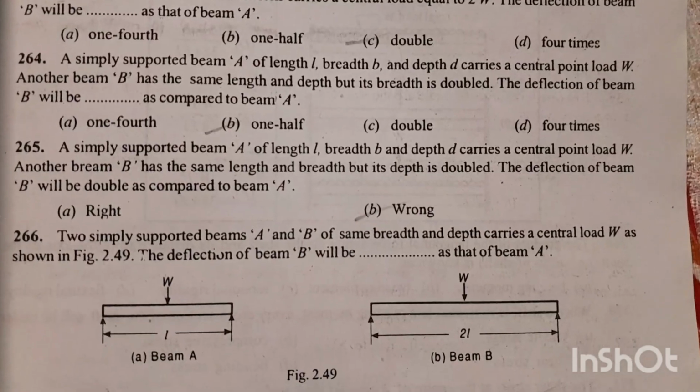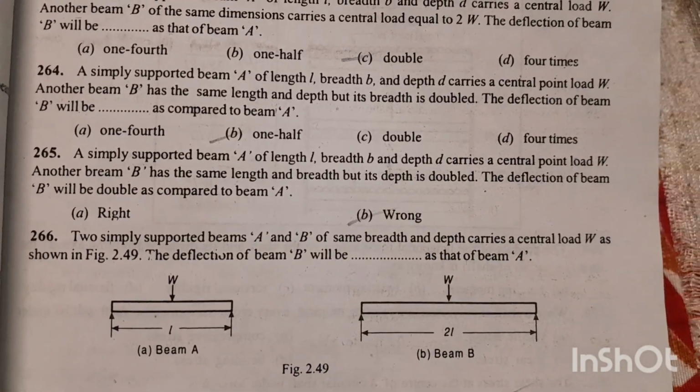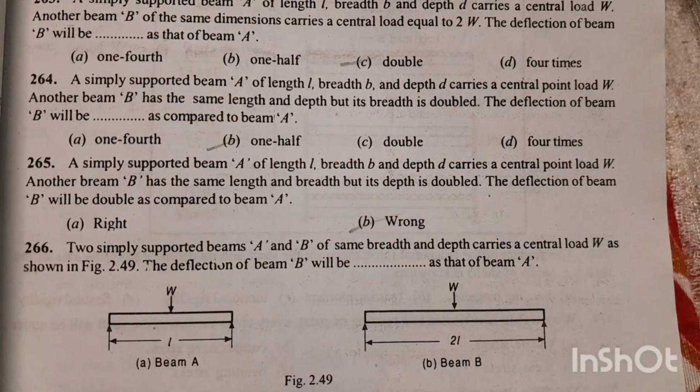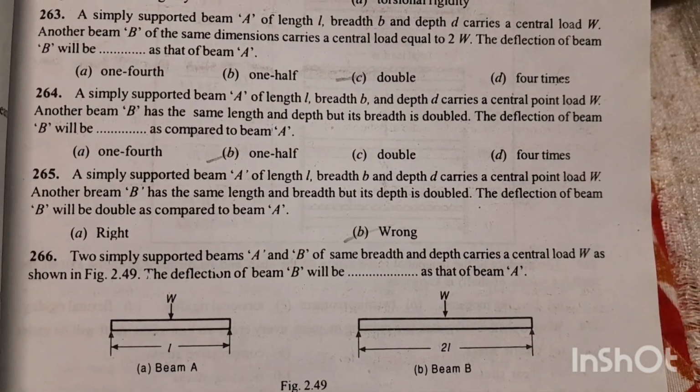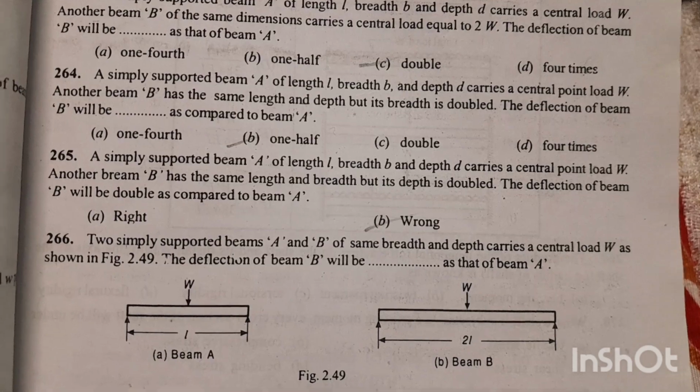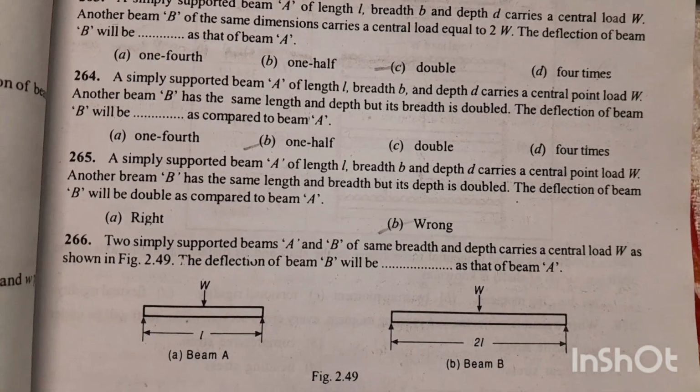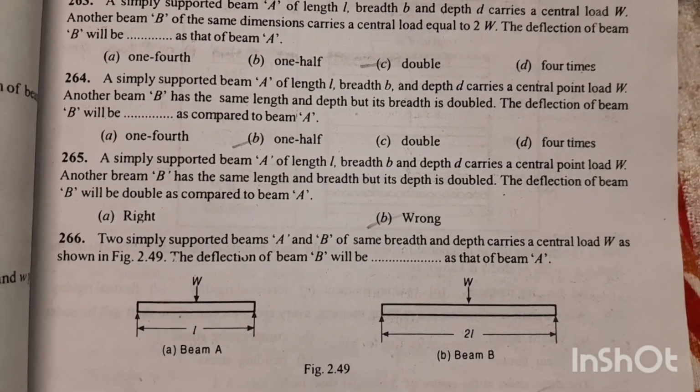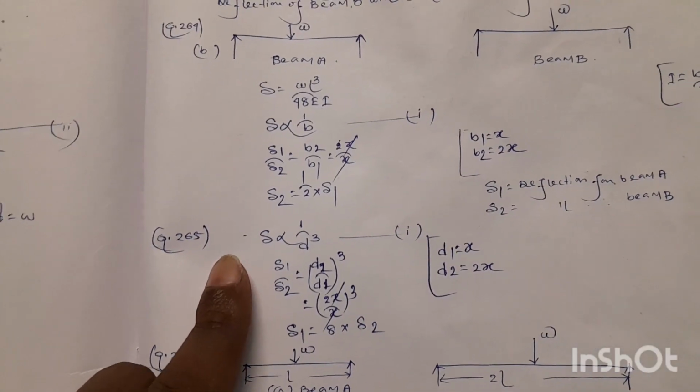Next question 265. A simply supported beam A of length L, breadth B and depth D carries a central point load W. Another beam B has the same length and breadth but depth is doubled. The deflection of beam B will be double as compared to beam A. So let's find out whether it is right or wrong, for question number 265.